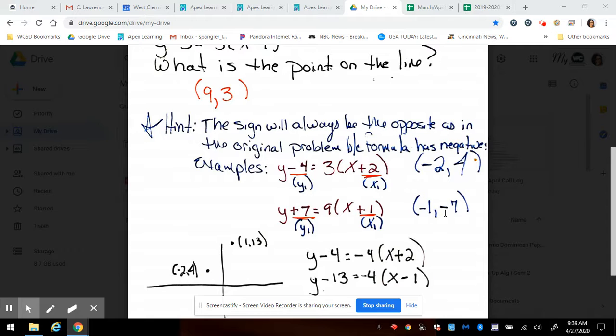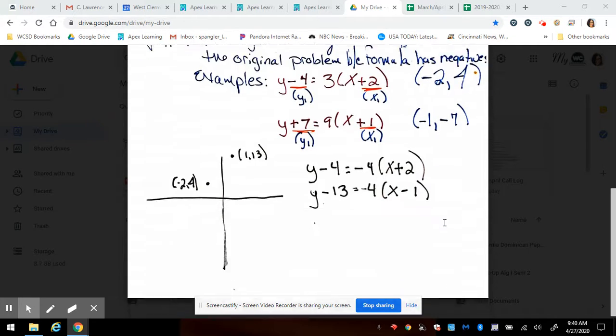Here, -1 and -7, our signs flip to both being positive, to being y plus 7 equals 9. I just made up a slope, parenthesis x plus 1. So see how our signs flip? That can sometimes be confusing, but once you get that in your head, that will make this so much easier.